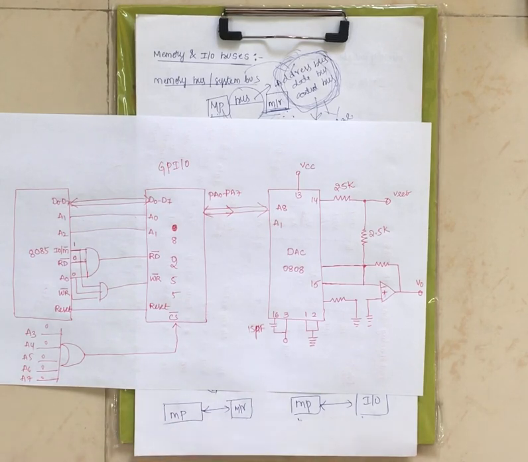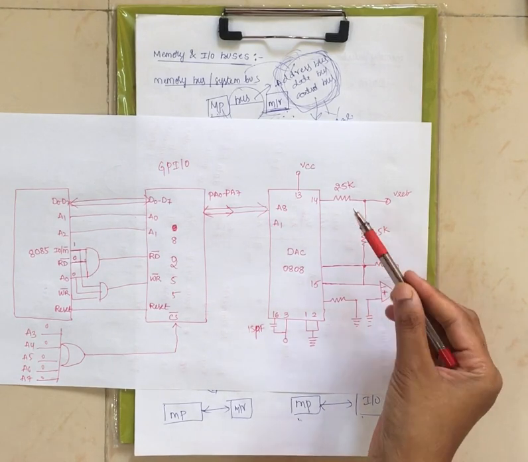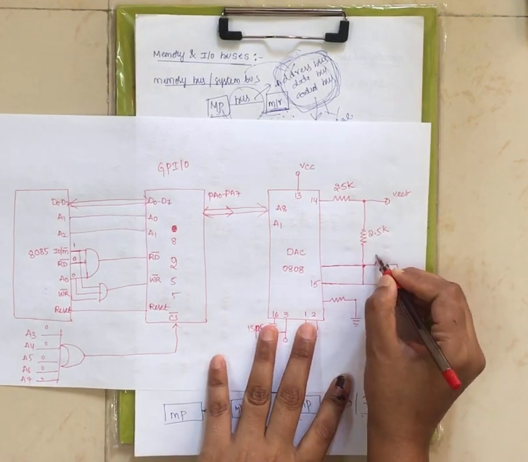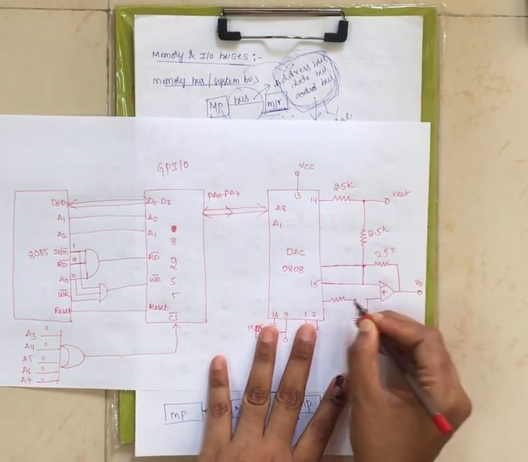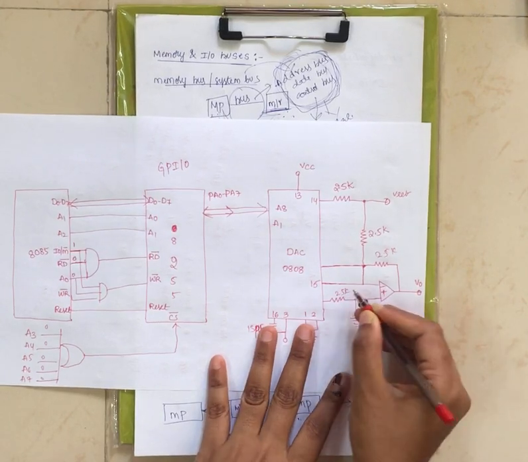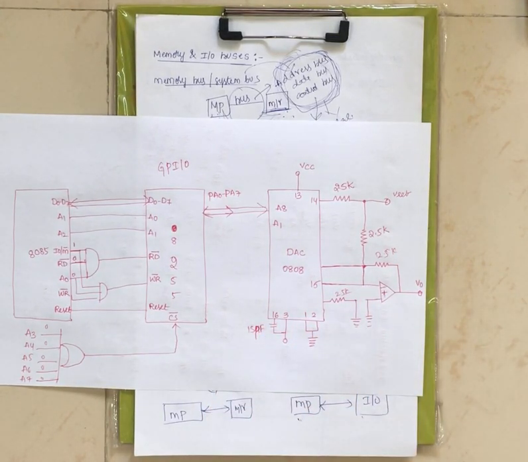You have connected some resistors of 2.5 kilo ohms, right? Here we are providing the resistors across the output in order to match the load. We are providing 2.5 kilo ohms here, here, here, and here, in order to match the load, right? You are providing resistors at the output in order to match the load.